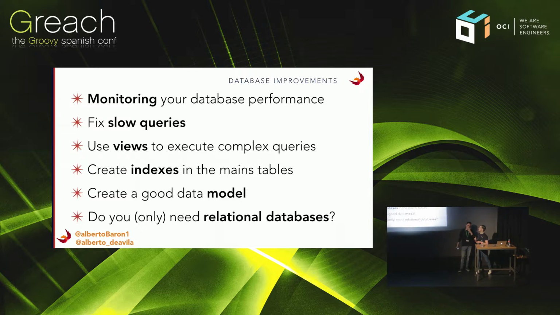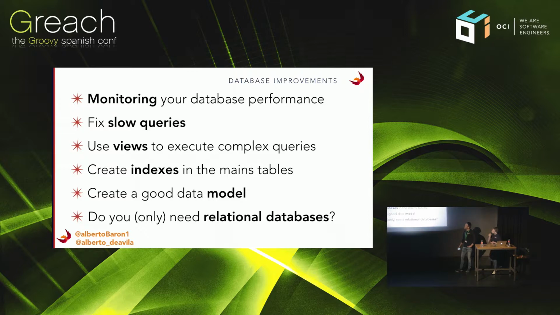Another thing that you can do to improve your database performance is to create database views to execute complex queries, and create more indexes than the defaults. Think about your model and create a good data model, because sometimes Grails developers forget about the tables in our database, because we only create our domain classes and forget about the rest of the things. But we have to think if our model is correctly created.